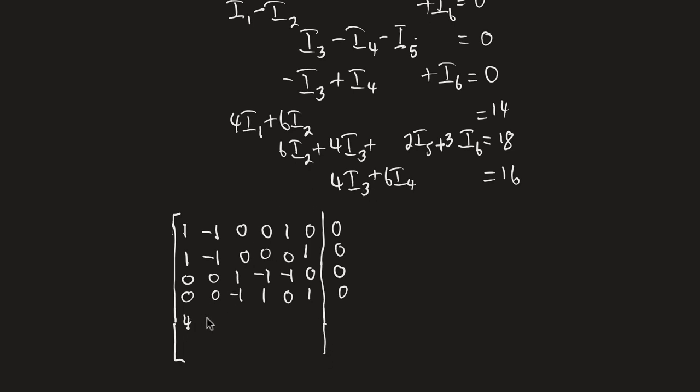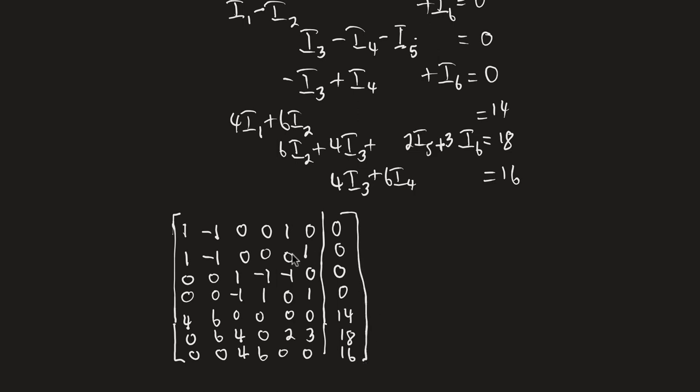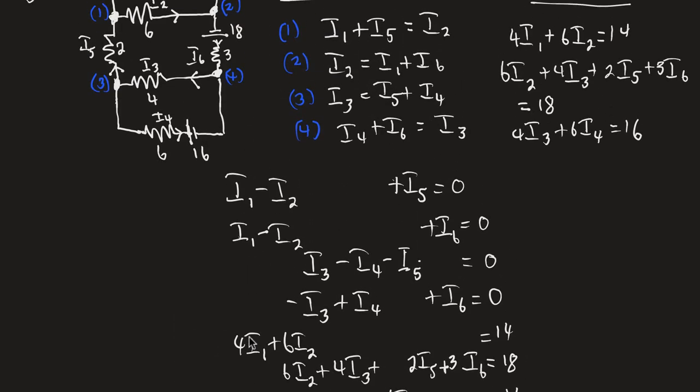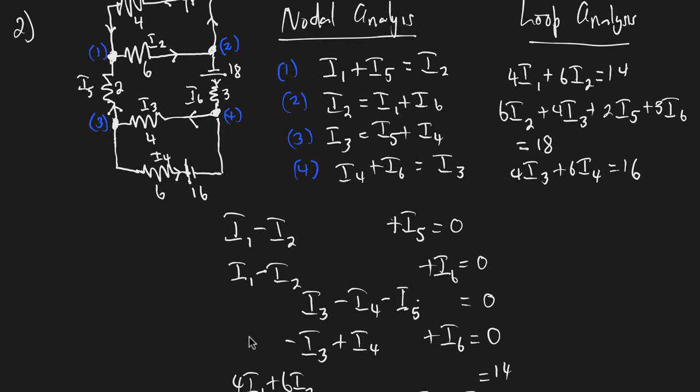This should be sufficient for the remaining 3 equations. So we have 4I1, 6I2, and then nothing else there. That's 14, and then 0, and then 6, and then 4, and then 0, 2, 3, and 18, and then finally 0, 0, 4, 6, 0, 0, and then 16. And that is the augmented system that represents the solution to this particular network, right?